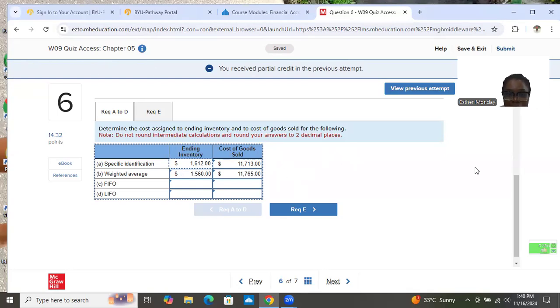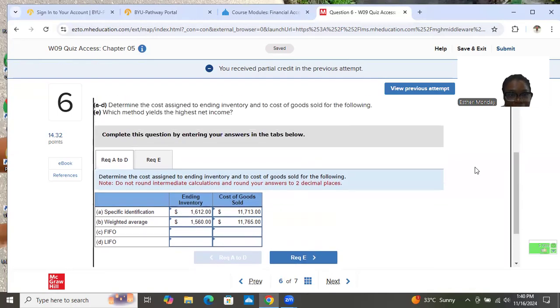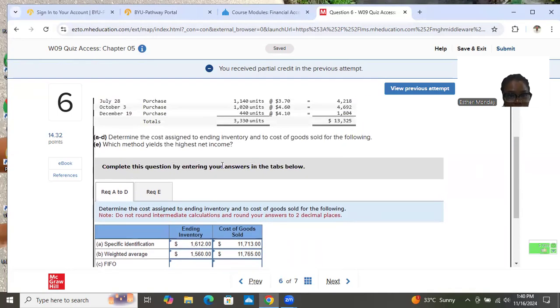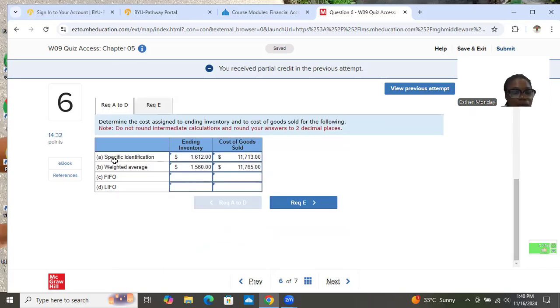So here we are asked to determine the cost assigned to inventory and the cost of goods sold for the following, and also which method yields the highest net income. So here we are to find the ending inventory for specific identification, the ending inventory for weighted average, the ending inventory for FIFO, and the ending inventory for LIFO.